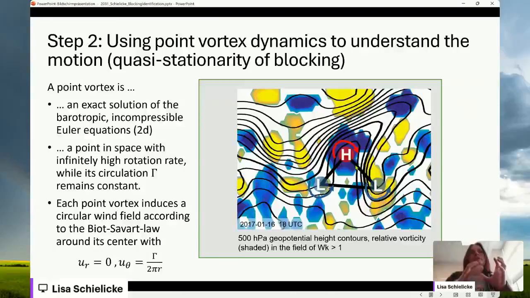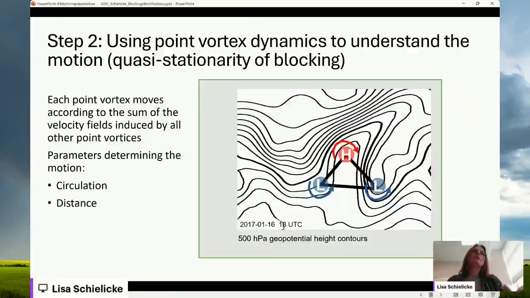This is necessary because I want to go back to theory and use point vortex theory to investigate the vortex system. Here in this case, it's an omega block formed by 3 vortices, and a point vortex is now just, we contract our vorticity in the whole area to a point so that the circulation stays constant. And each vortex then just lies on a point with a constant circulation. Each point vortex induces a circular wind field around itself, and all the vortices move within the field.